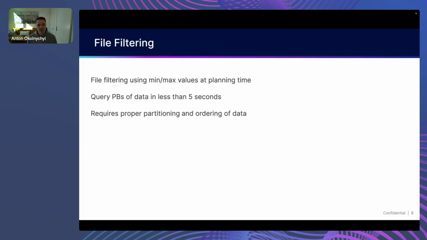Another Iceberg feature is the ability to keep metadata per file. In particular, we keep min-max values for different columns, and this enables us to filter files at planning time without opening the footers of those files. Even if you have a petabyte scale table and a cluster with just a few nodes, you can still execute highly selective queries as long as you have proper partitioning and ordering of data.